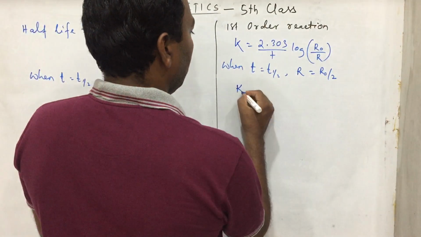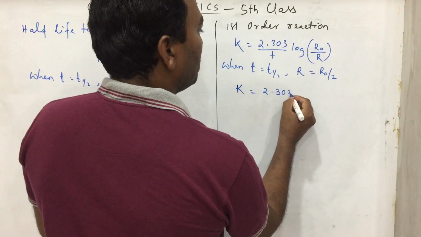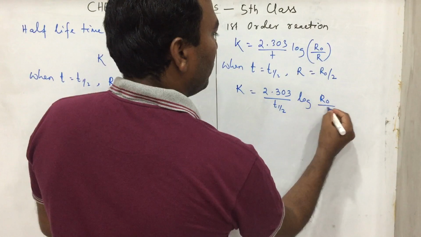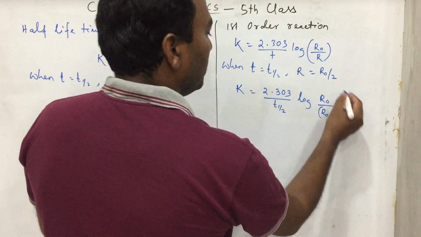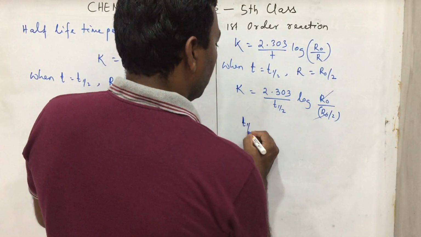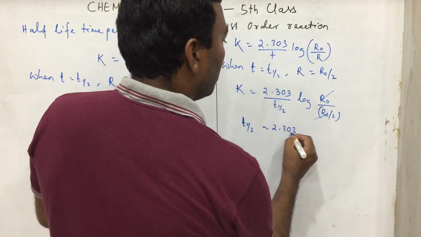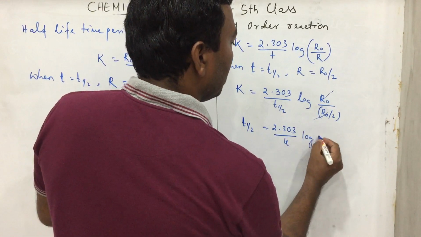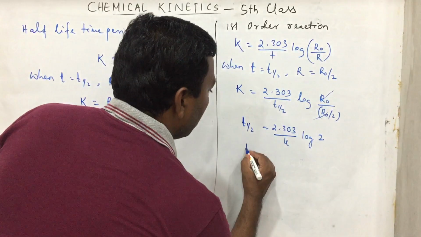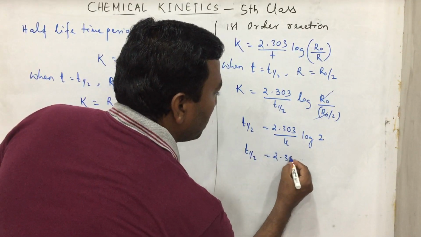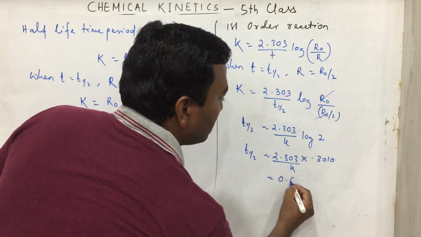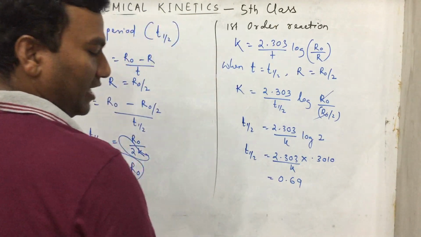K equals 2.303 by t half log R naught by R naught by 2. R naught, these two will cancel. So t half equals 2.303 by K into log 2. Log 2 value is 0.3010. So t half equals 2.303 into 0.3010 by K, which equals 0.69.